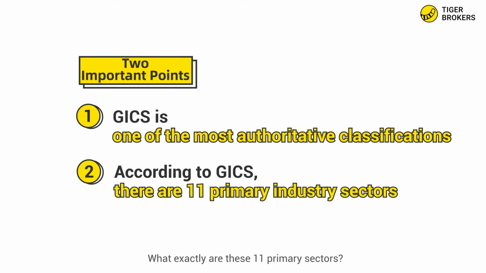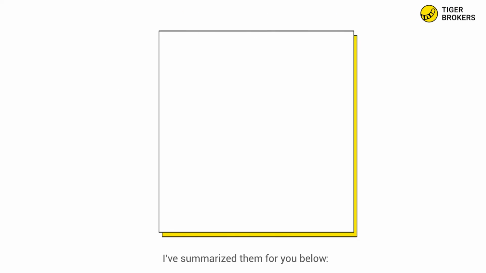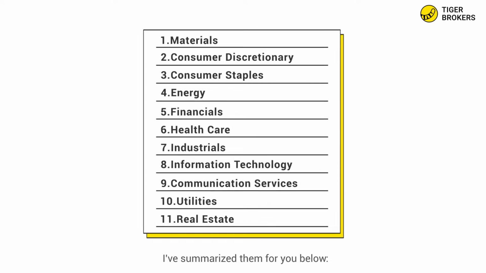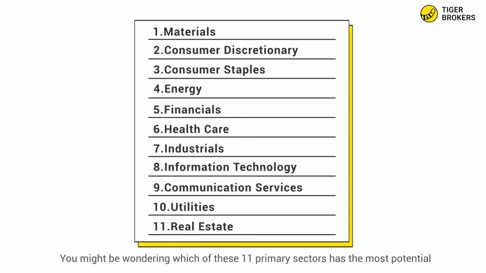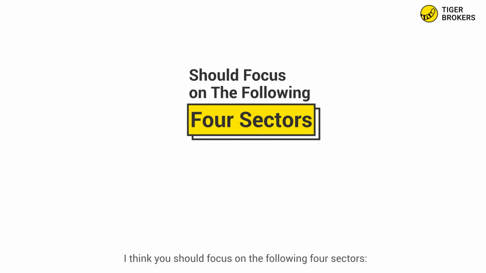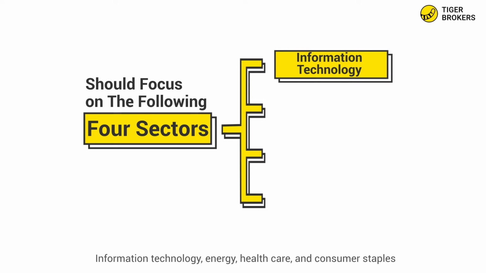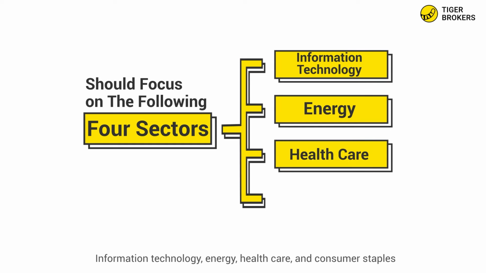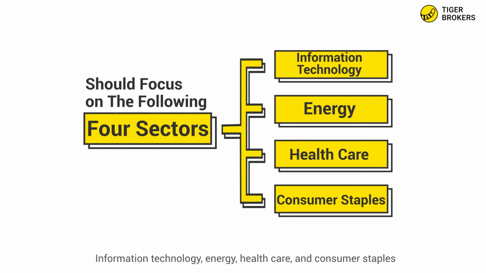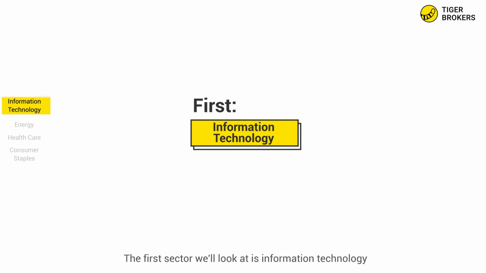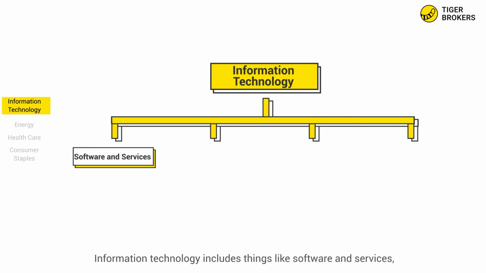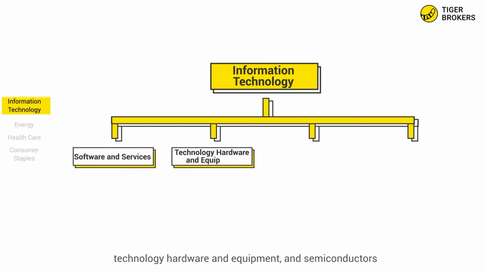What exactly are these 11 primary sectors? I've summarized them for you below. You might be wondering which of these 11 primary sectors has the most potential. I think you should focus on the following 4 sectors: information technology, energy, healthcare, and consumer staples. Here's why. The first sector we'll look at is information technology. Information technology includes things like software and services, technology hardware and equipment, and semiconductors.